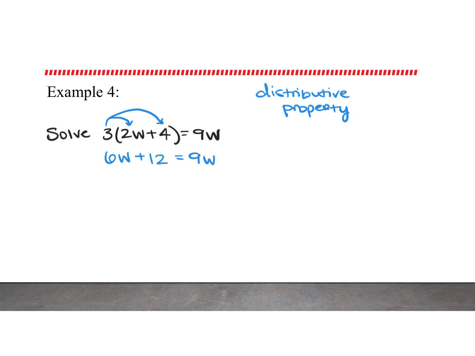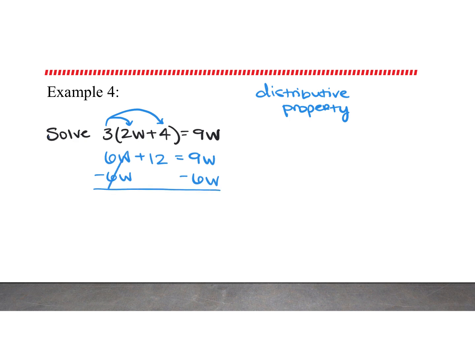Clearing our parentheses is our first step. Then we can look to see if we can combine like terms on both sides. Then we look into moving around our variable. So I'm going to subtract 6w from both sides as my next step. That's going to cancel my w's on my left.